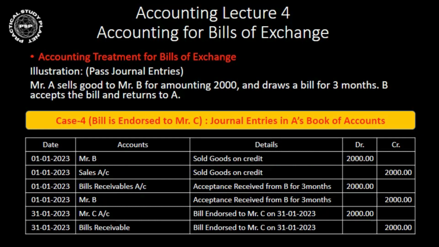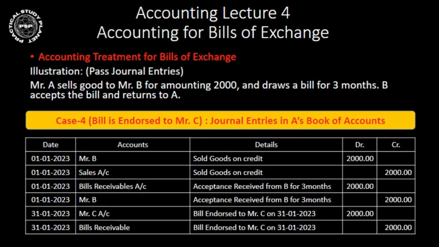Case 4, bill is endorsed to Mr. C, in the books of A. It is also not related to B, so only A will pass the entries for the endorsement. The first two transactions will be the same. Mr. B debit, sales credit, bill receivable debit, Mr. B credit, Mr. C debit, and bill receivable will be credit.